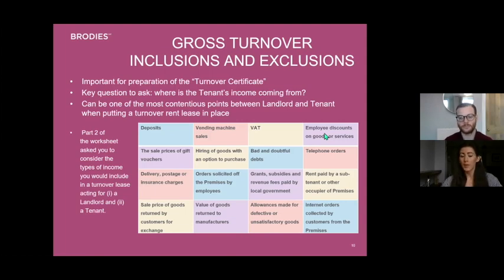And to explain what some of the items in this table are, you can see we have deposits there. So thinking about renting a pair of bowling shoes, for example, you might deposit a small sum for the shoe hire. We've got vending machine sales, the sale price of gift vouchers. VAT will come into the business on the sale of goods where these items are not VAT exempt. And then we've also got in there items such as rent paid by a subtenant or other occupier of the premises, bad and doubtful debts, and so on.